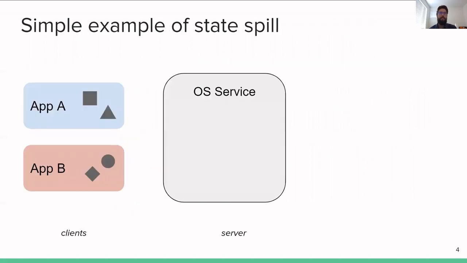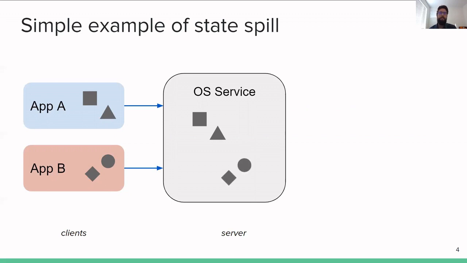Take a simple example of two applications interacting with an OS service. As a result of handling an interaction from app A, the OS service now holds states relevant to that client app A. Similar changes in the service state occur after interacting with app B. Both of these are state spill.